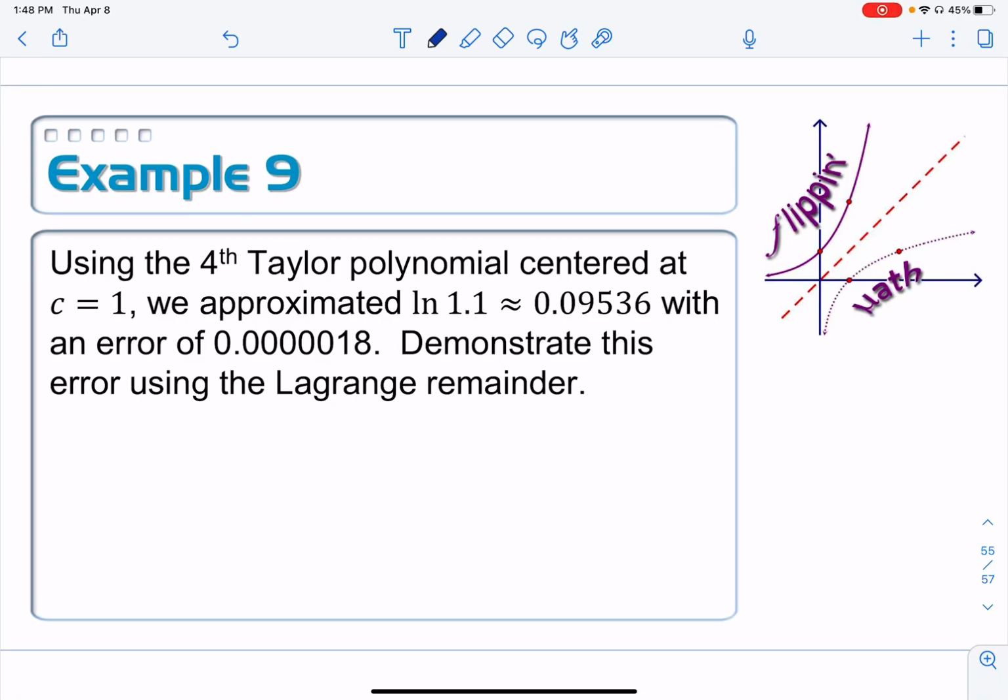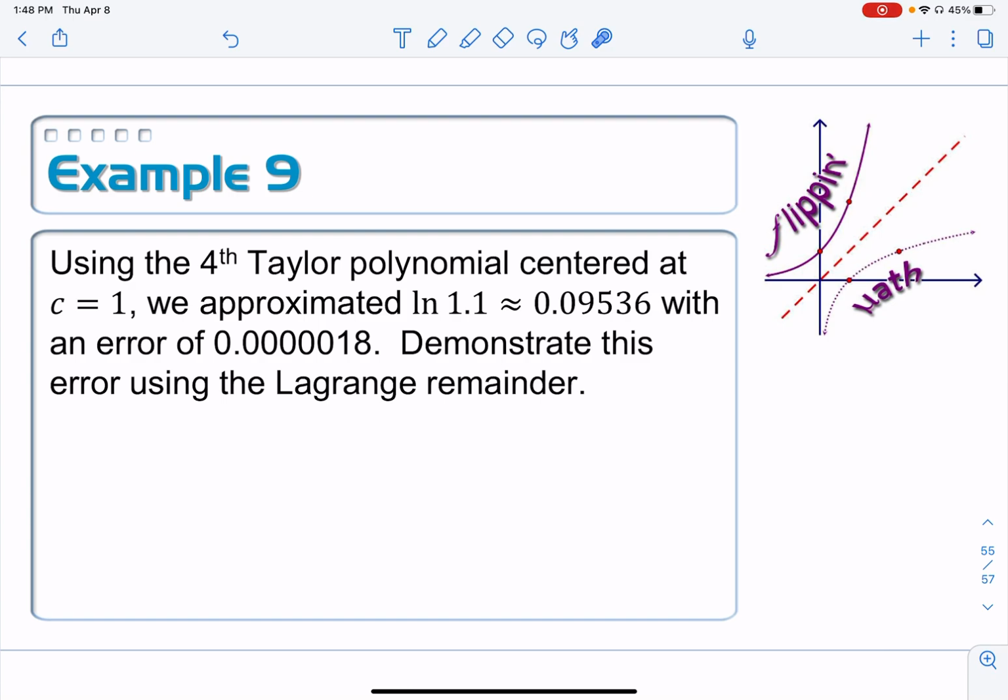Let's do one more of these examples involving the Lagrange error formula. Using the fourth degree Taylor polynomial centered at c equals 1, we approximated the natural log of 1.1, with an error that was super small. You can see it right there for yourself. Demonstrate this error using the Lagrange remainder.